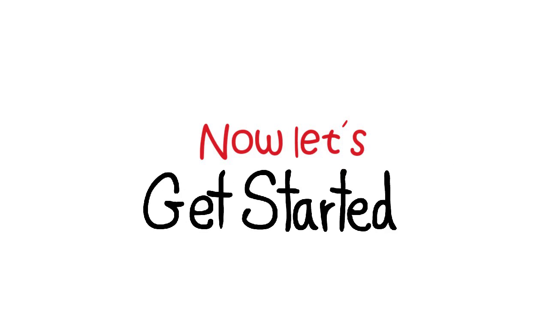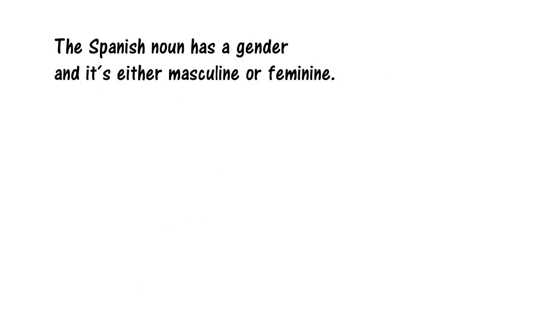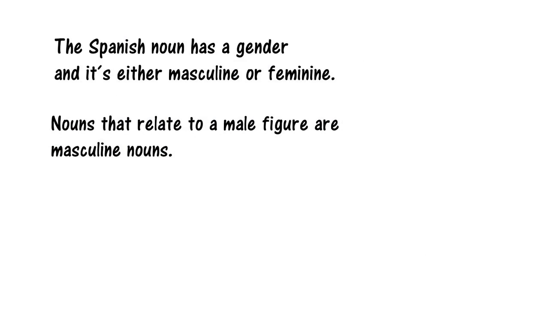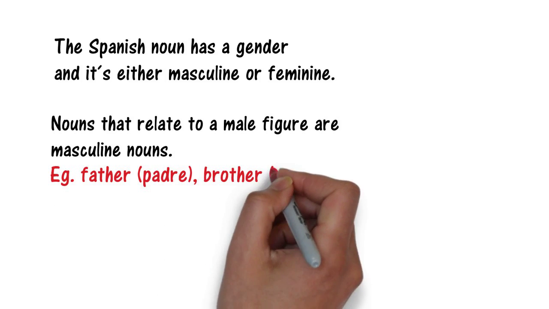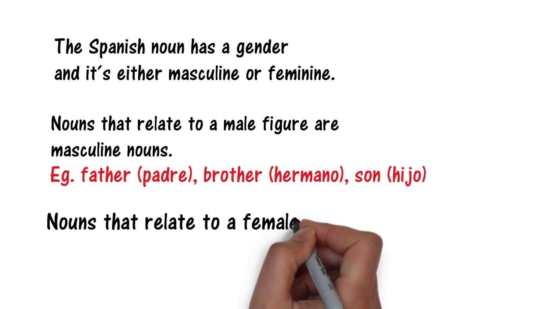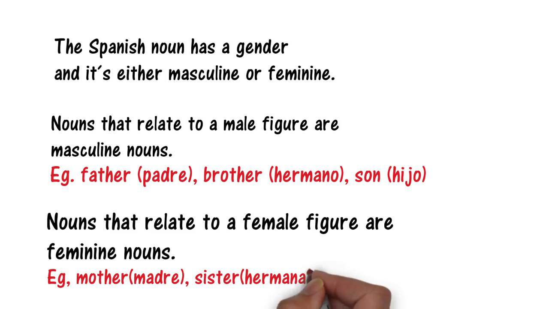Now, let's get started. The Spanish noun has a gender and it's either masculine or feminine. Nouns that relate to a male figure are masculine nouns, for example, father, brother, son. And the nouns that relate to a female figure are feminine nouns, for example, mother, sister, daughter.